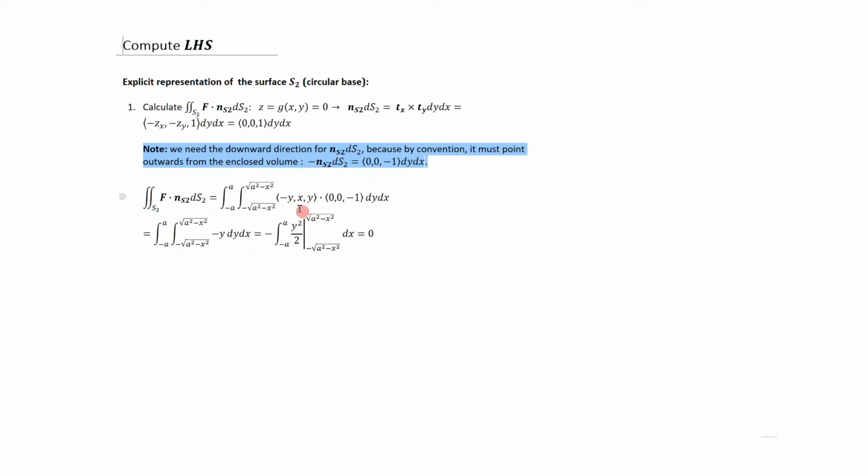This field would have had a z component, but since z is equal to 0, we only end up with x here rather than x minus z. And so we compute the dot product to find an expression that's shown here. This is minus y dy dx. And then this integration can be done, first with respect to the inner integral, and then finally the outer integral. It turns out for this particular calculation, the resultant value is equal to 0.